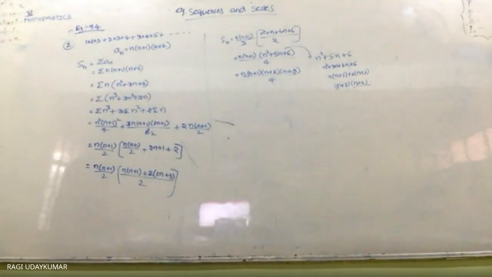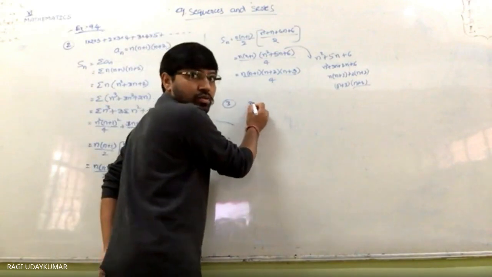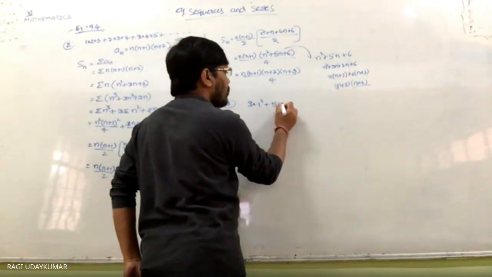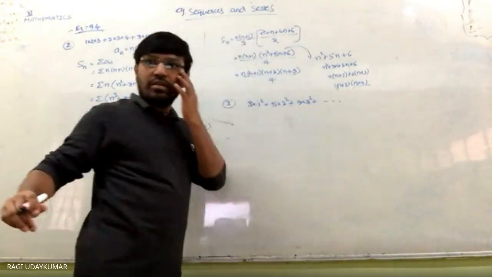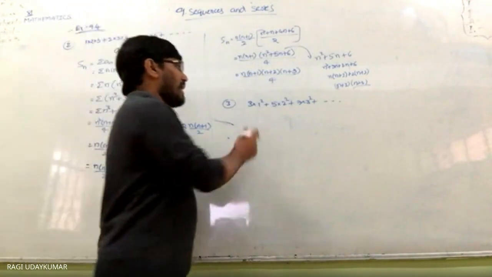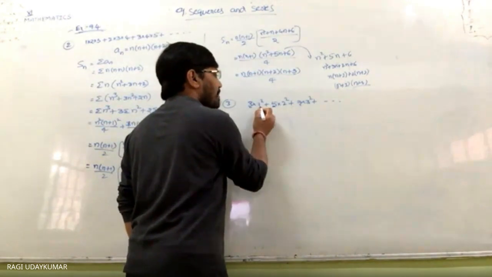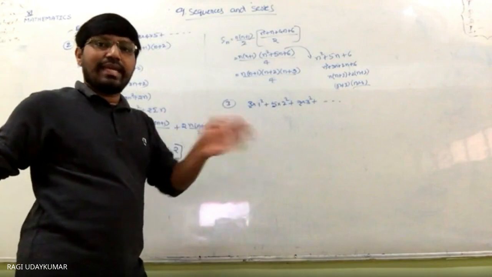So like this, every problem, whatever it is given, you need to find out the nth term, and then the sum. Third problem: observe, what is the nth term here? 3 into 1 square plus 5 into 2 square plus 7 into 3 square plus and so on. So you are getting odd numbers here. Sir, how do you get this odd number directly? Odd number. Here first 1 square, 2 square, 3 square is nothing but n square you will get.